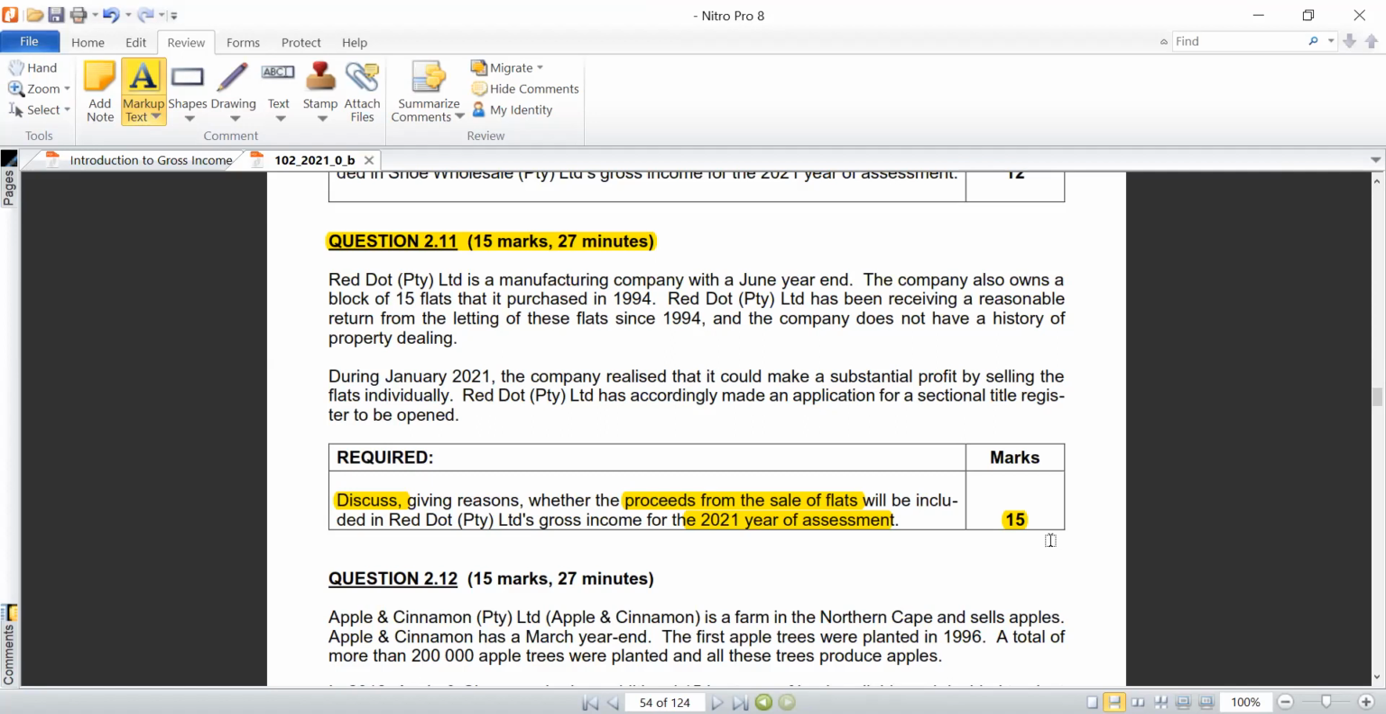Now, the moment I'm seeing that, and there is no instruction given to me as to whether or not I should include case laws in my discussion, automatically it implies you have to give account of the case laws in such a question. So like, for instance, in question 2.11, you are expected to substantiate your arguments with case laws. Are we together, colleagues?